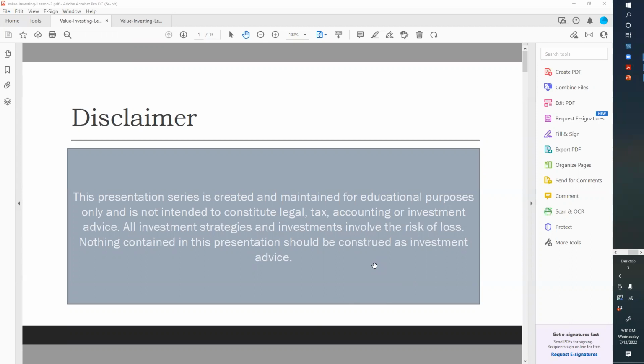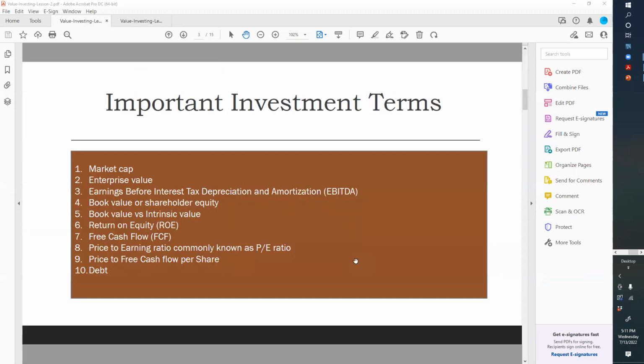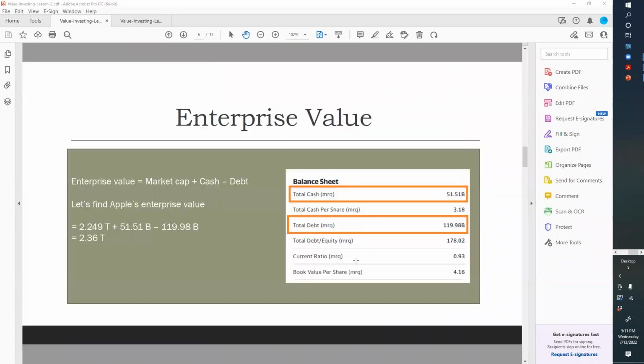I think I have to make one correction from the last lesson. I think I have also posted it to the WhatsApp group, but I just want to show you the correction. That correction was about calculating enterprise value, which we learned in lesson number 2. So I have corrected that. In your previous lesson, I told you that enterprise value should have minus cash and plus debt.